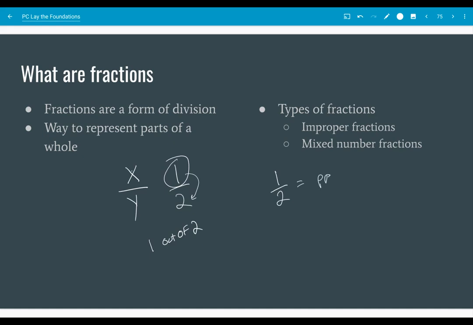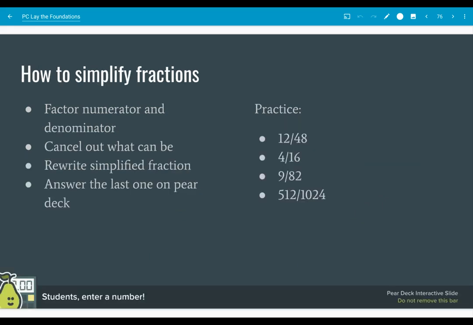We have what we consider a proper fraction. We have an improper fraction. And then we have a mixed number. I don't recommend working with mixed number fractions. I recommend converting it to an improper fraction because mixed number fractions are confusing to work with when they're written down. And we'll talk about that as we go.